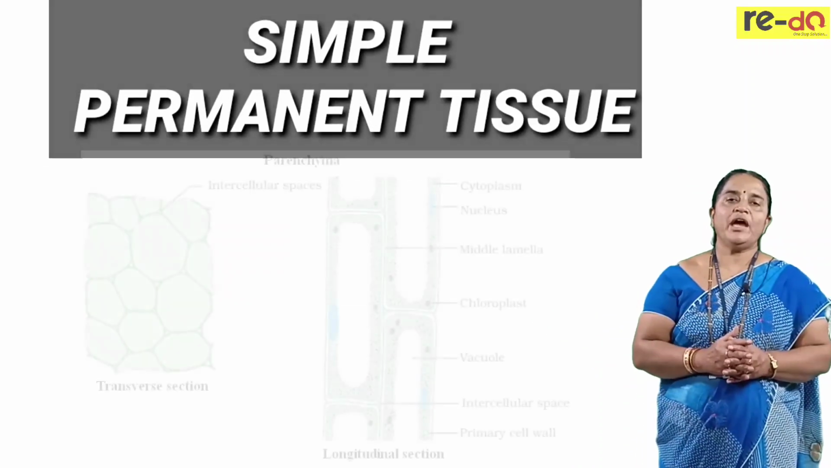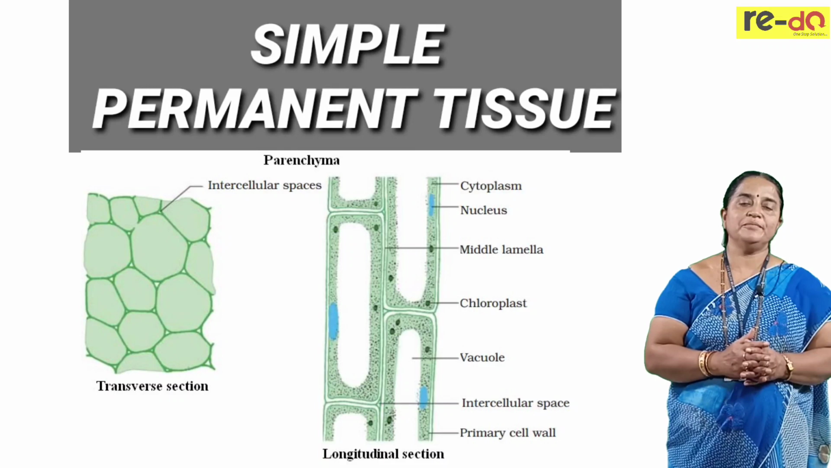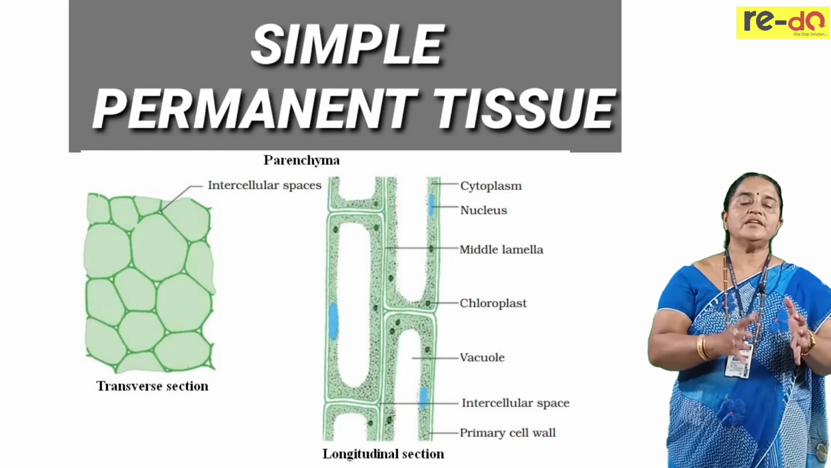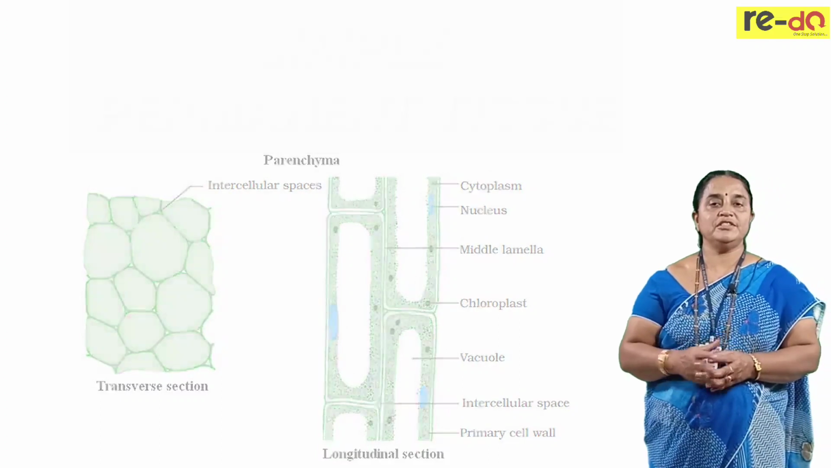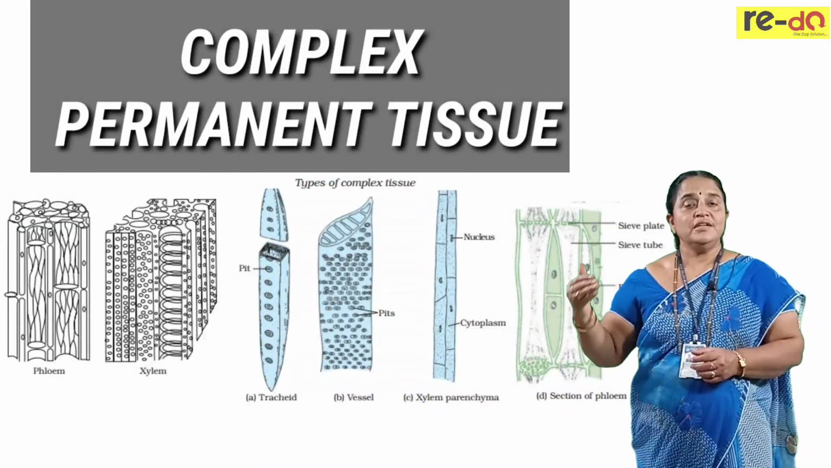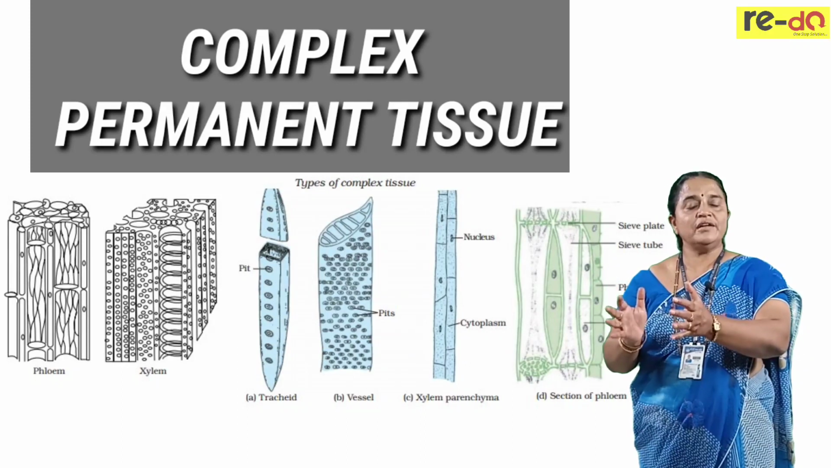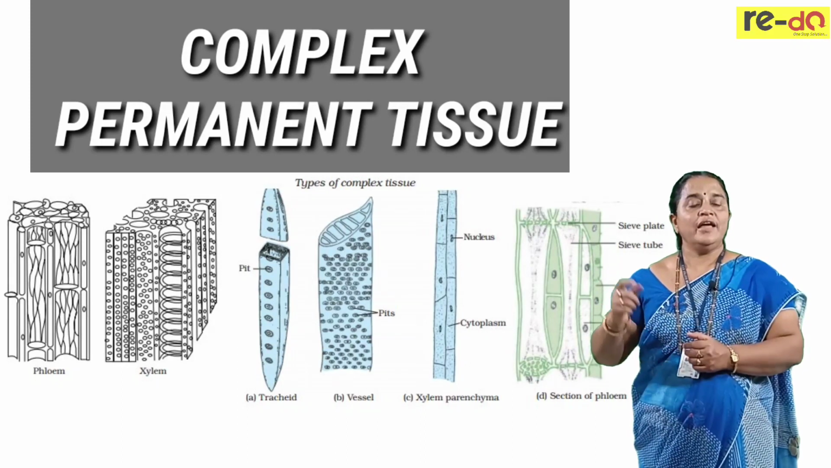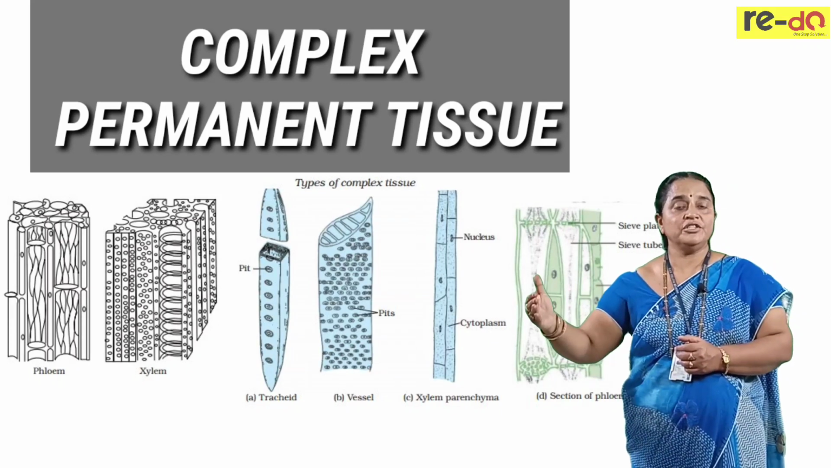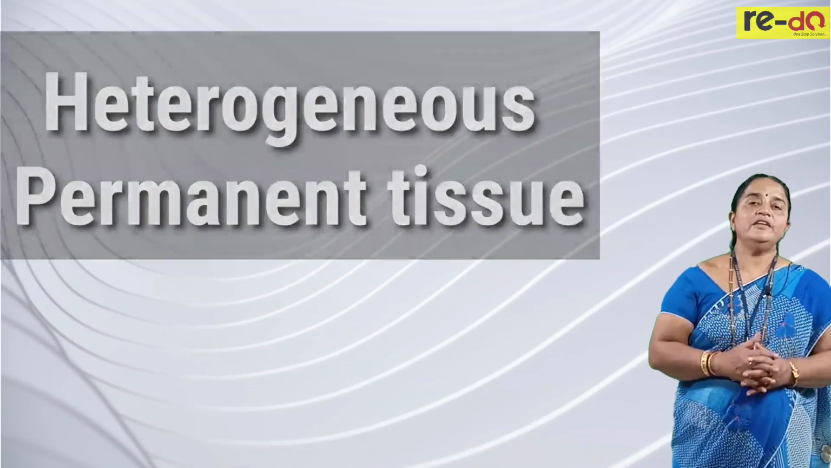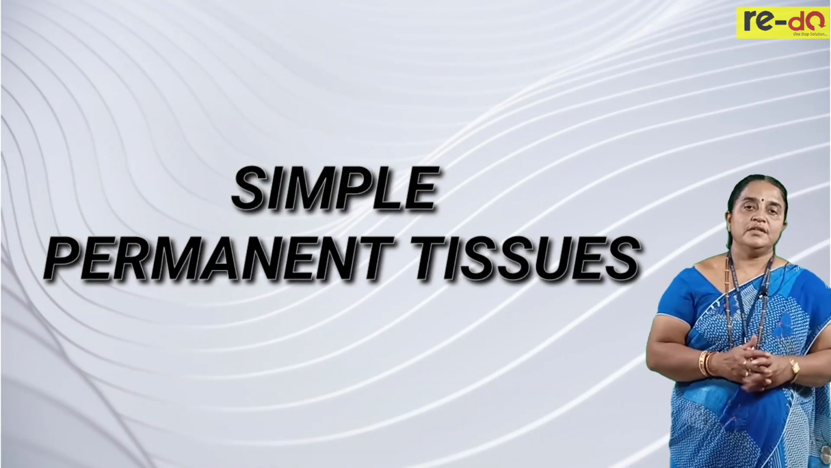Simple permanent tissue has a homogeneous mass of cells, meaning all cells are similar in size and shape, and together they perform a specific function, while in complex tissues different types of cells having different origin come together, form a unit, and carry out different functions as a single unit. So it is a heterogeneous permanent tissue. Let us study simple permanent tissues.